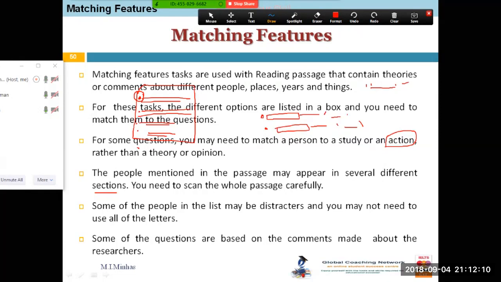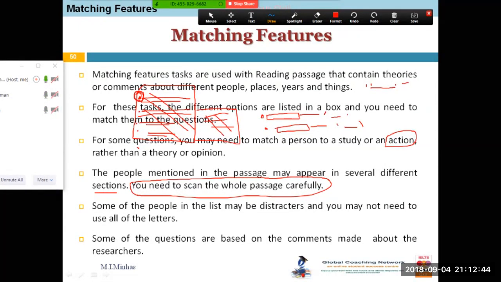You need to scan the whole passage. If you remember one of my lectures, I told you that there are some questions in which you need to read the whole passage and your answers are scattered throughout the passage. Do you remember that? This is one such kind, in which your answers will be scattered throughout the passage, because the names of those people will be scattered throughout the passage, obviously.